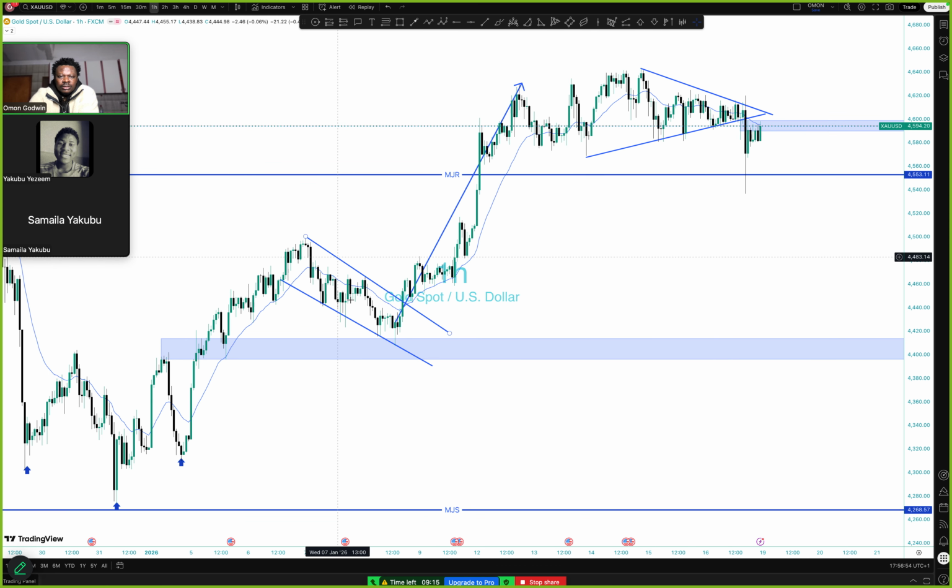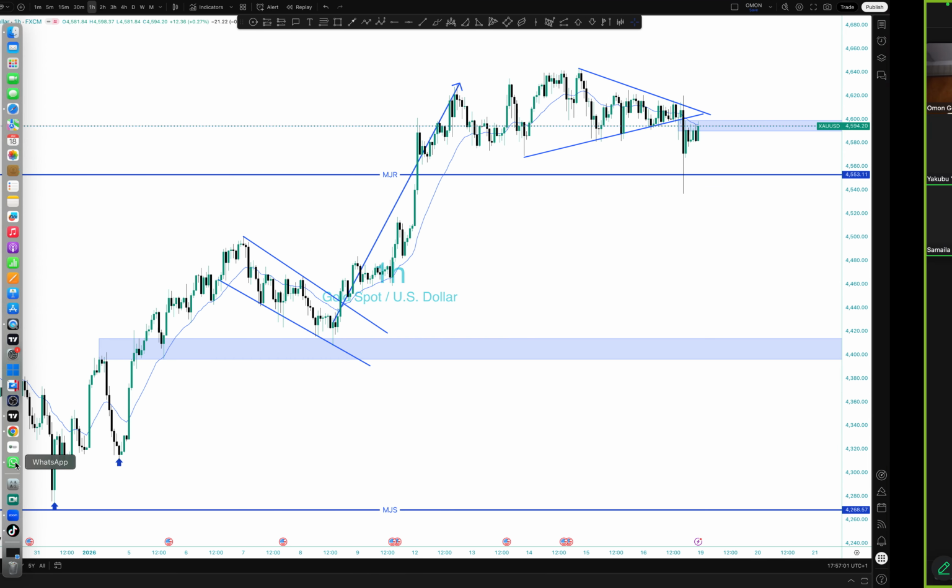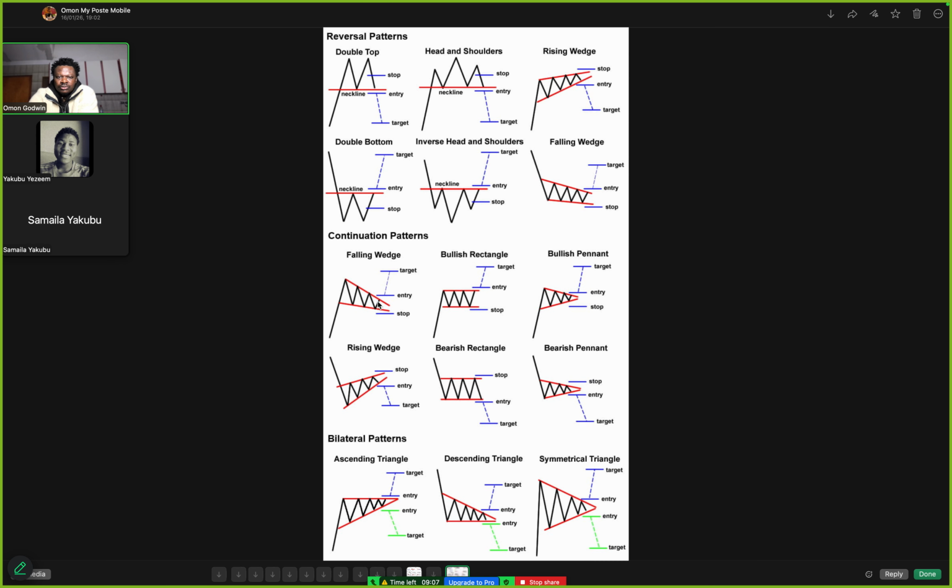Now this is gold. What is this one called? Is it not a falling wedge? Yes, it's a falling wedge. Okay, let's come here now. Is this not the falling wedge?